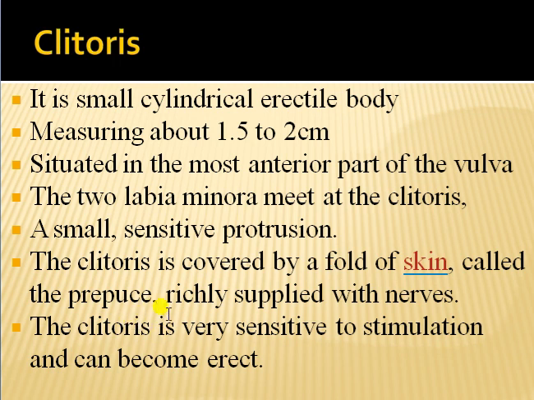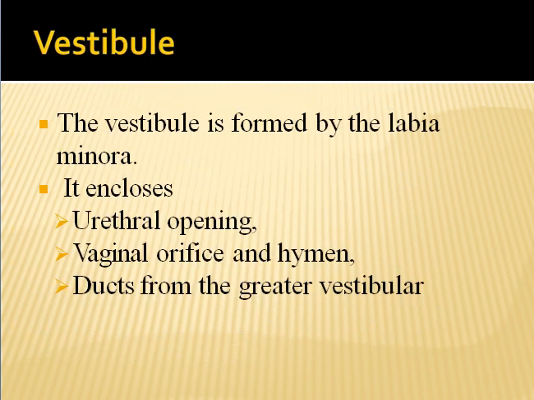It is richly supplied with nerves. It is very sensitive when compared to the labia minora. Labia minora also have nerves, but the clitoris is more sensitive. The clitoris is very sensitive to stimulation and it can become erect. So this is the most erectile part in the female reproductive system. Vestibule.